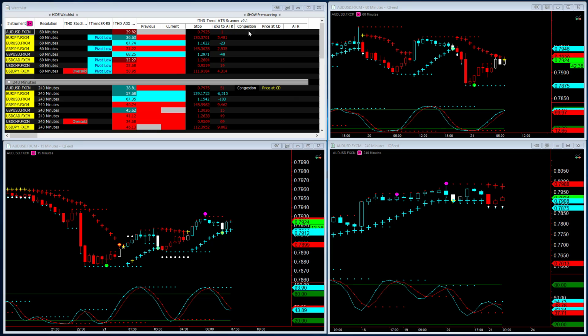And you can see I have my scanner open, and this really tells me if the market's oversold, if we've made a pivot high or a pivot low. It's also measuring the ADX value as well as the trend. You can also see it tells me when price is at a congestion dot or at an ATR, which is where my entries are.